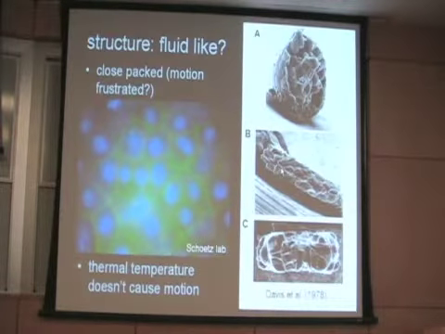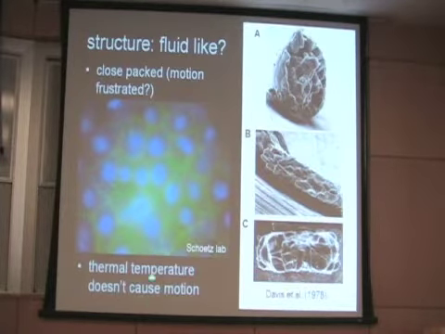But the interesting thing is if you look at the structure, you ask the question, why are these materials behaving fluid-like on long time scales? This is a confocal image of a 2D slice through an aggregate, and blue is nuclei, and green is the membrane. You see that the structure really does look like a foam, as we've been told before. It's a close-packed structure, and here's some 3D images.